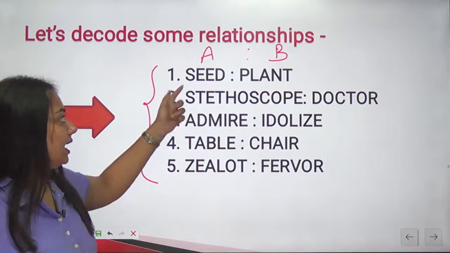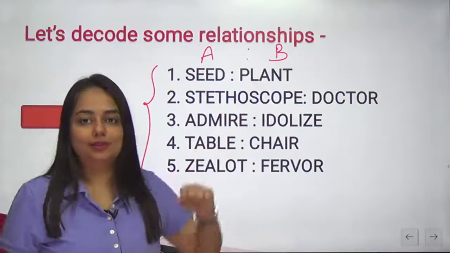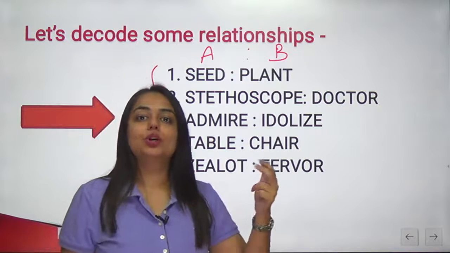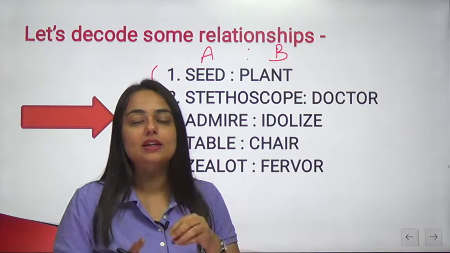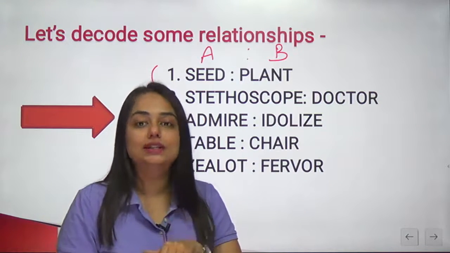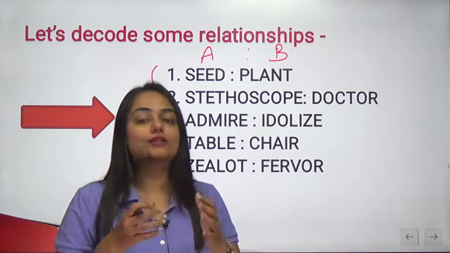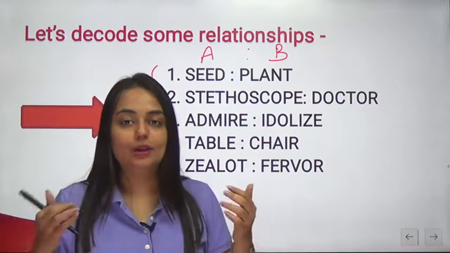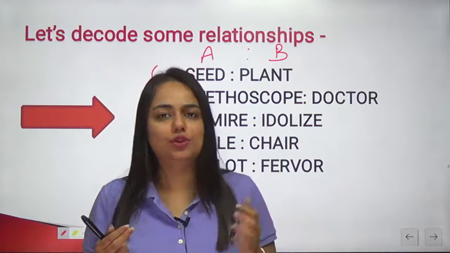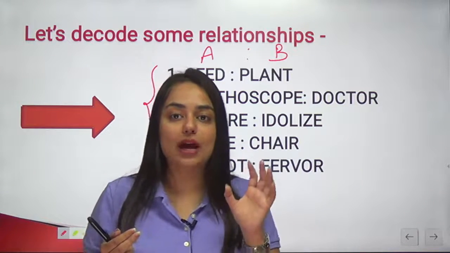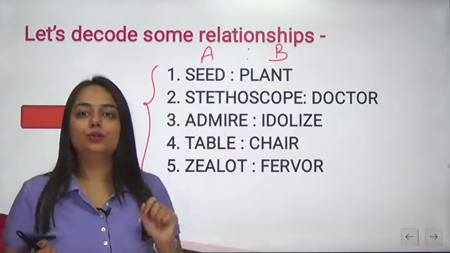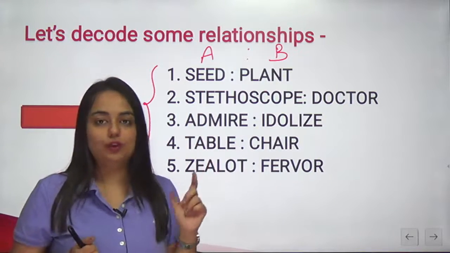You can say A leads to B. Or you can say A develops into B. A seed develops into B. Or you can say A is the initial stage of B. There are different ways of making a relation sentence. You just have to see, looking at the option, which one would be the most apt one, right? So you can say A develops into B. This was the relationship for the first one.